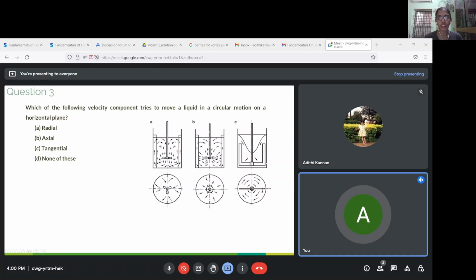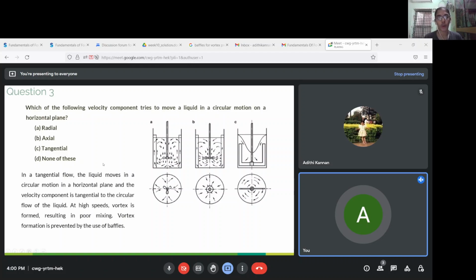So what happens in a tangential flow pattern is that your liquid will start moving in a whirlpool kind of manner. So your liquid is moving in a circular motion in the same horizontal plane, and the velocity component that you will be considering is, at a particular point in the whirlpool, tangential to the circular motion of the liquid. So the answer to this question is option C. That is, in a tangential flow, the liquid moves in a circular motion in the same horizontal plane, and the velocity component is tangential to the circular flow of the liquid.